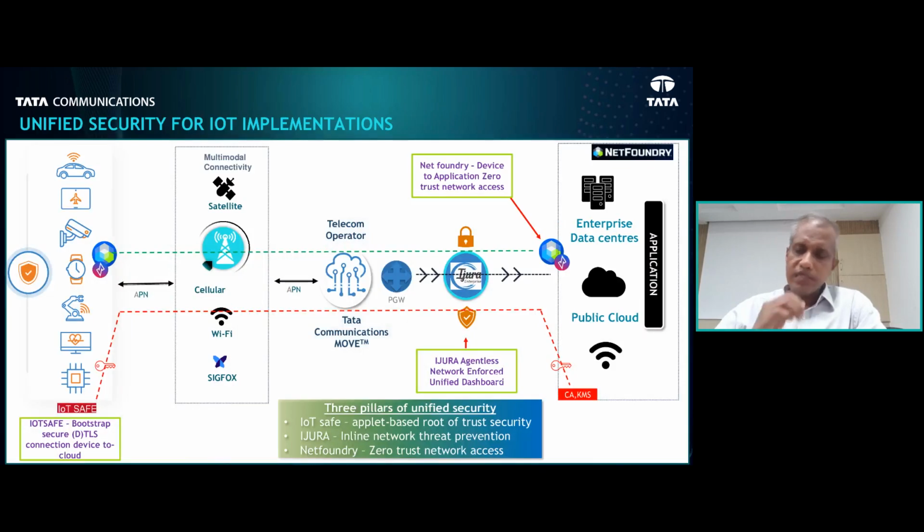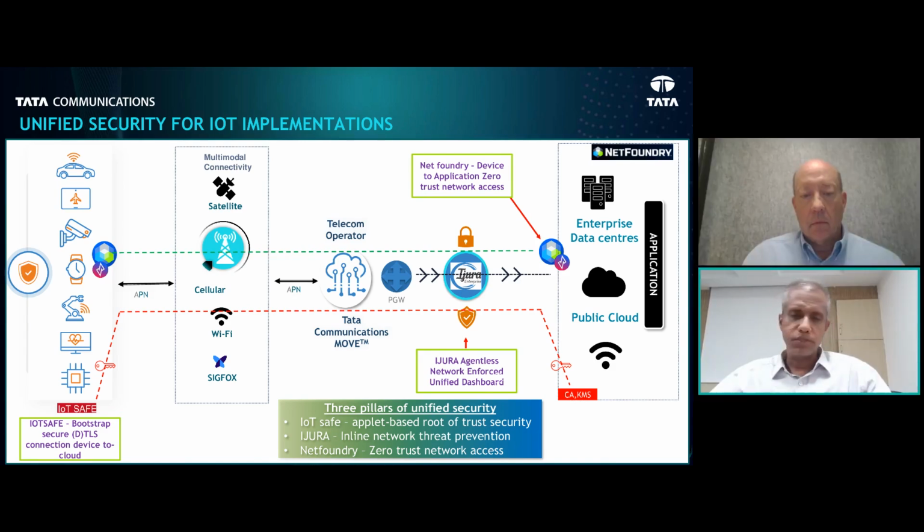And last but not the least of this slide, this is really our unified security for IoT implementation, what we offer. It consists of 3 pillars: IoT Safe, which is given by the standards by the GSMA; iJura, an inline threat protection and prevention system; and in addition to that, Net Foundry, which is a zero trust based end-to-end connectivity from a device to the cloud story. With these 3 things culminating into a pure unified security offering, we are able to address IoT security in a reasonable fashion. That is what we are offering from Tata Communication to our IoT implementations. So with that, I conclude, and I'm happy for any questions, Fred.